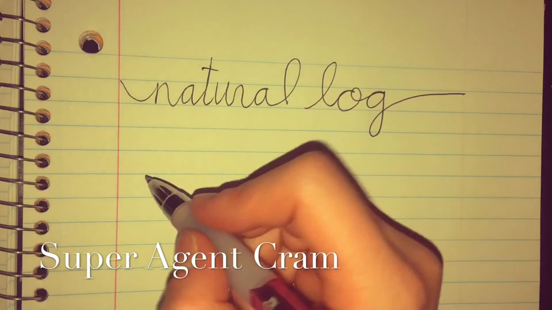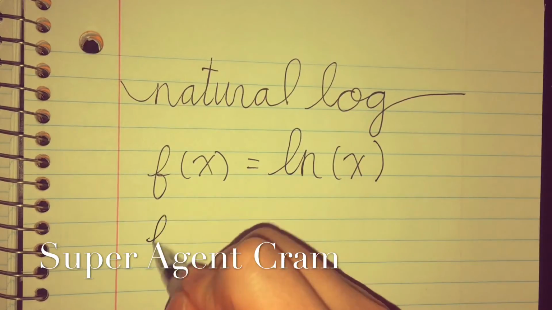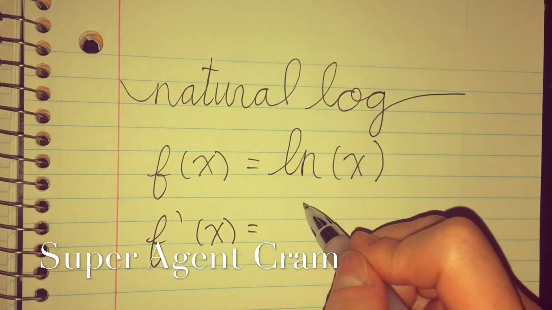The natural log rule. If you have a function f of x equals the natural log of x, then the derivative of that function is f prime of x equals 1 divided by x.